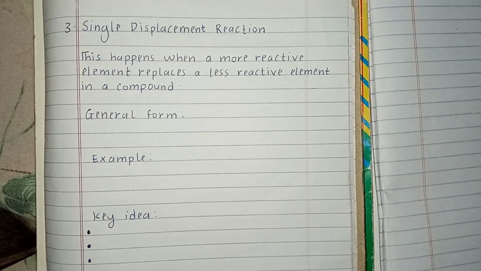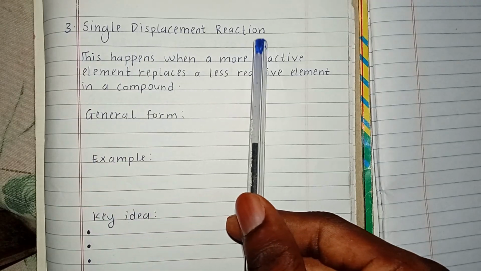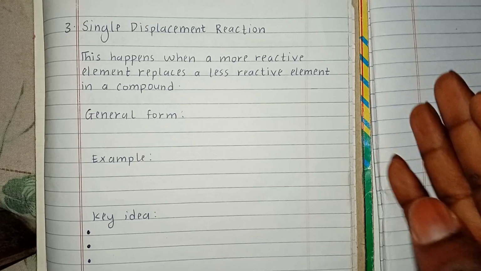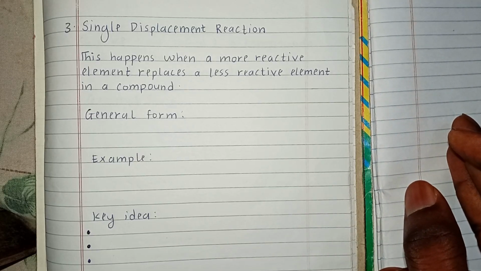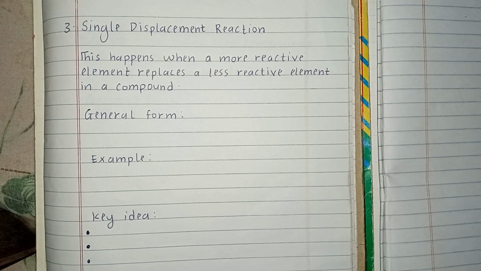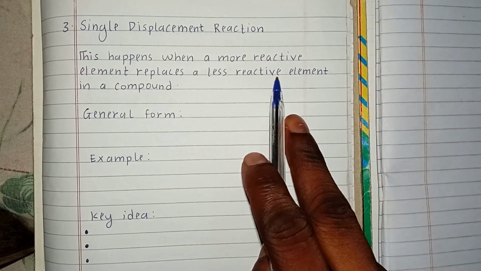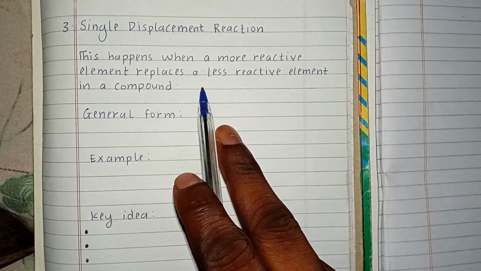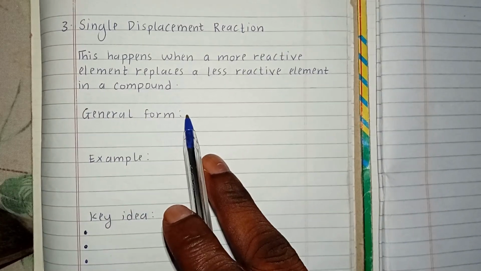So the next reaction we are going to be talking about is a single displacement reaction. So this is a very simple reaction. It's a reaction in which one element replaces another, or there's a swapping. Let's look into it. So this happens when a more reactive element replaces a less reactive element in a compound.